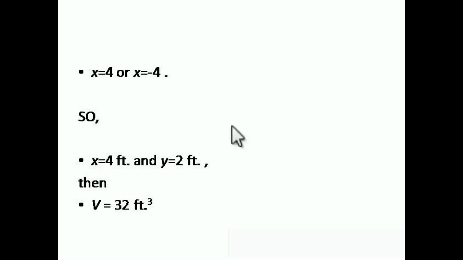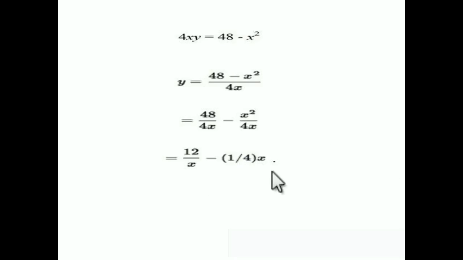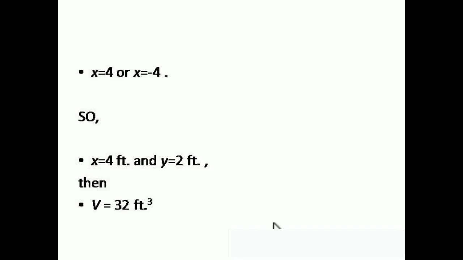So what's the value of y? For finding the value of y, we have to put x is equal to 4 in this equation. Let's put it here. So x is equal to 4, I put here. So it's 12 by 4, it's 3. 3 minus 1 by 4 into 4, it's 1. So 3 minus 1 is 2. So we found y is equal to 2. So x is equal to 4 and y is equal to 2.